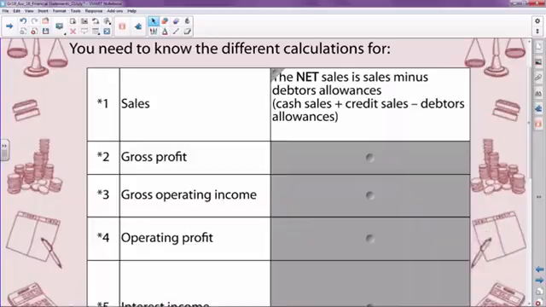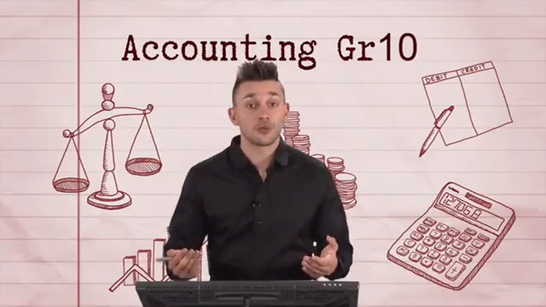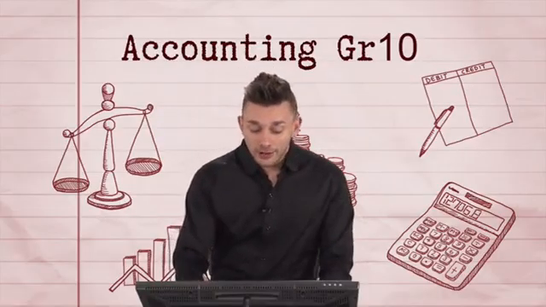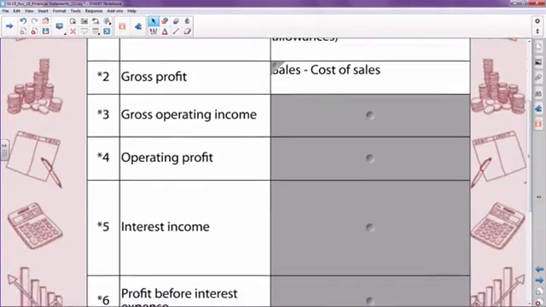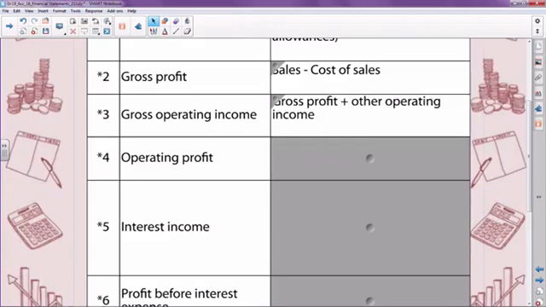So guys, gross profit, easy. You take your sales minus your cost of sales. Very easy. Now, in my class, we normally share the workload. Let's look at gross operating income. How do I do gross operating income? I need to take my gross profits and I take all my other operating income and I add the two to get your gross operating income.